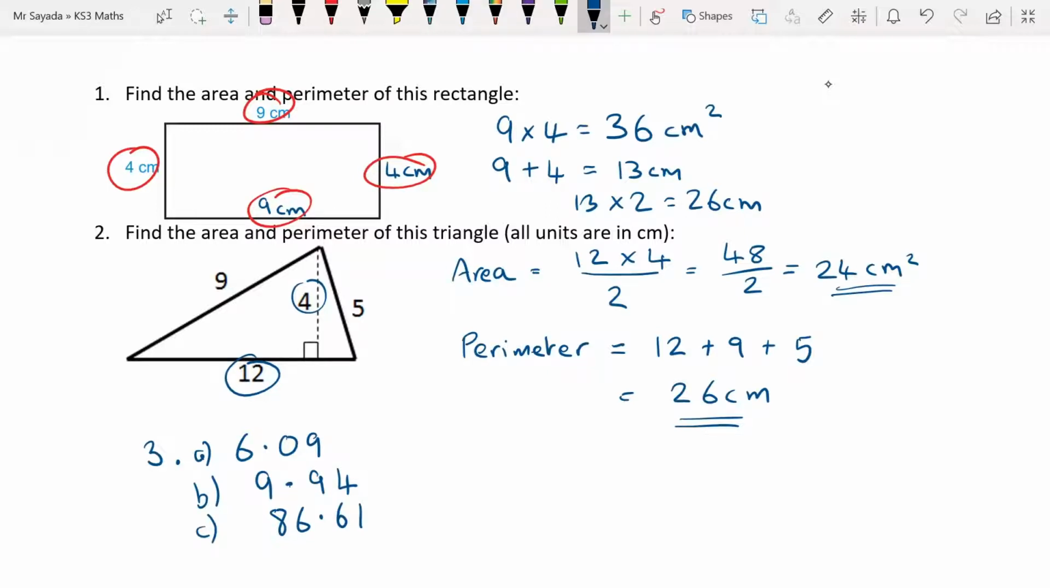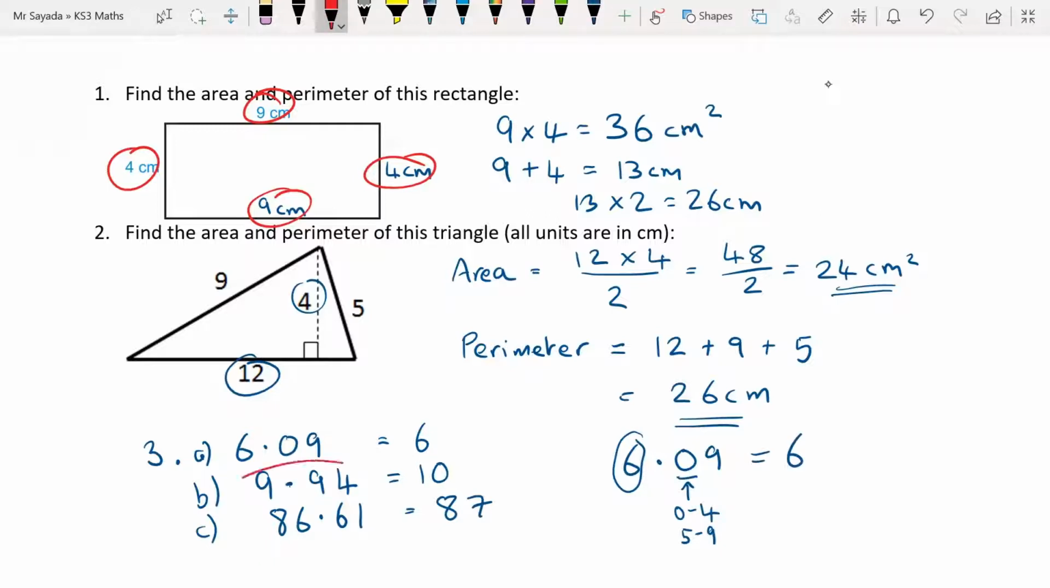You should have now rounded those three numbers to the nearest integer. For A, you should have got 6. For B, you should have got 10. And for C, you should have got 87. Just to remind you the method, let's take 6.09, for example. If we want to round to the nearest integer, we underline the next digit and have a look at it. Is that next digit between 0 and 4, or is it between 5 and 9? Well, it's between 0 and 4, so the number that I've circled stays the same, so that will be 6.